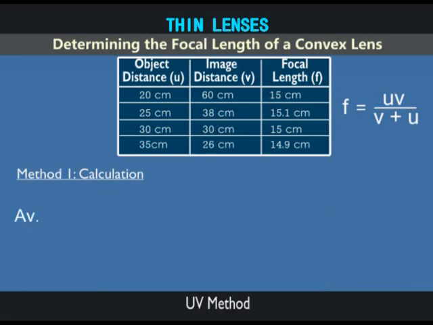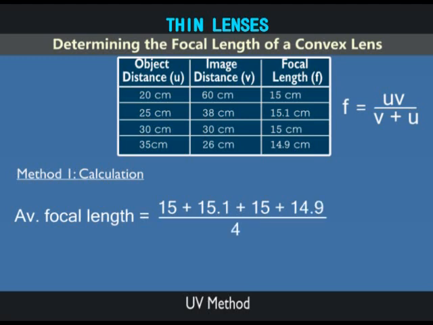Then we calculate the average value. 15 plus 15.1 plus 15 plus 14.9 divided by 4 gives us 15 centimeters.